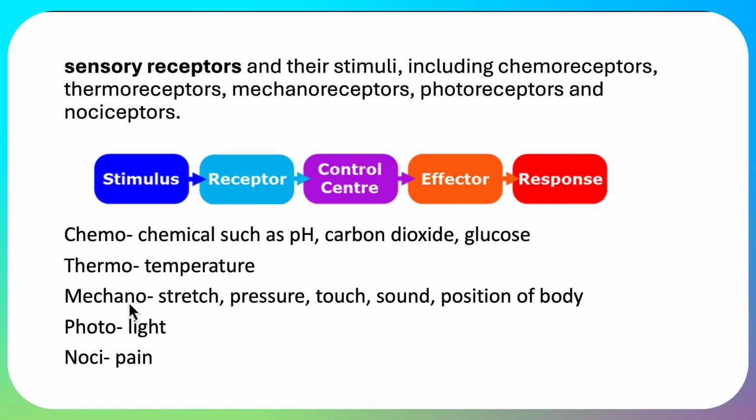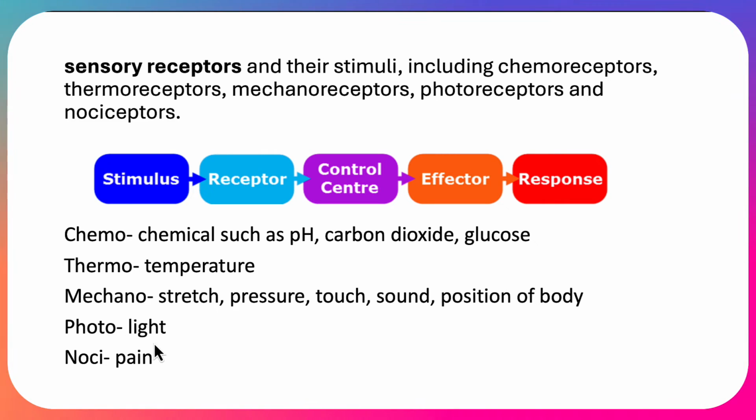Mechanoreceptors. These are in the skin, but they're also in the stomach and other parts of the body as well. And they detect things like stretch and pressure, touch, sound. So the hair receptors in the ear are actually mechanoreceptors, and they detect sound by vibration of the air. Position of the body. So we have receptors in our joints that determine the position of our joints, and we have other receptors in our ear called the vestibular system that detect the position of our head in space.